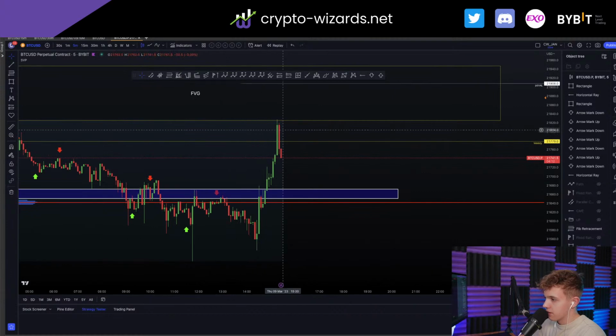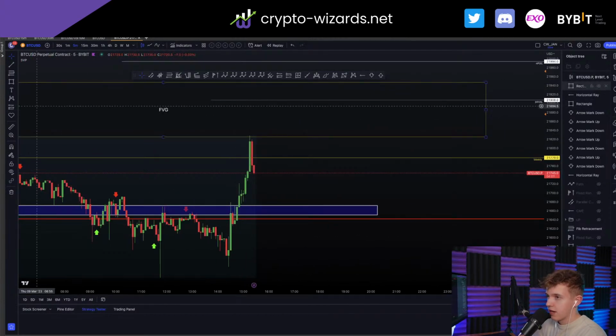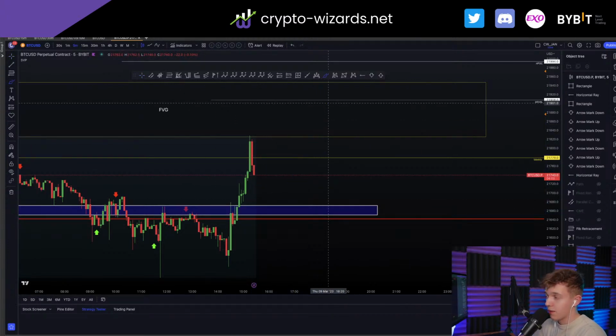But considering this break of the structure, considering what we got here, I think we're going to get the retest and we can potentially go higher. But we will see how it goes during the US session opening.